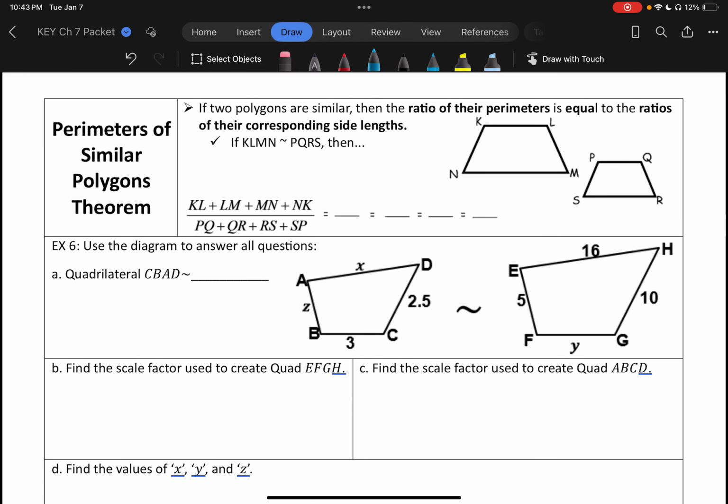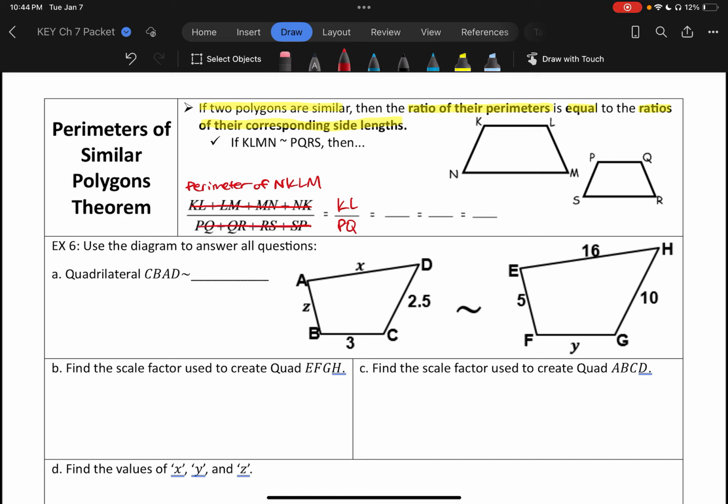All right, so we're looking at the perimeters of similar polygons theorem. The takeaway from this is if two polygons are similar, the ratio of their perimeters is equal to the ratios of their corresponding side lengths. In this case, this isn't going to make a whole lot of sense with the letters, but this basically is this part right here is the perimeter of NKLM.